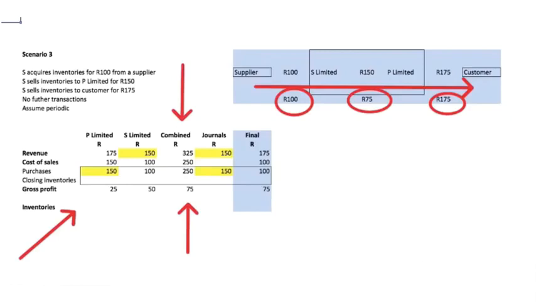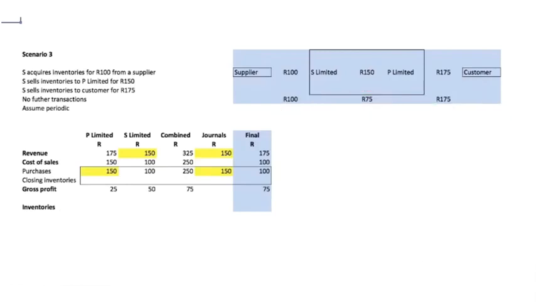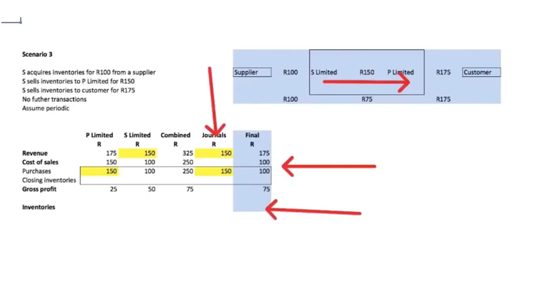Pro forma consolidation journals. And quite simply, in this case, it's a case of eliminating the transaction between S and P Limited. So our consolidation journal is the 150 rand against revenue, 150 rand against purchases. Eliminating that intragroup, as shown in yellow, will result in the correct final consolidated figures. There's no need now to adjust the profits that may be included in inventories on hand, as there are no inventories on hand to worry about.